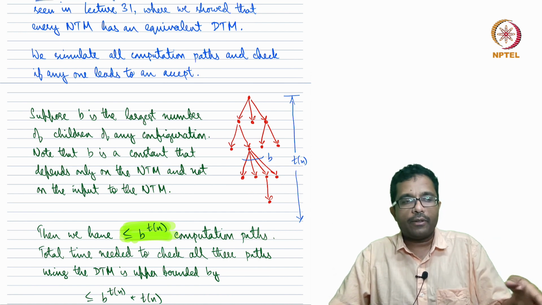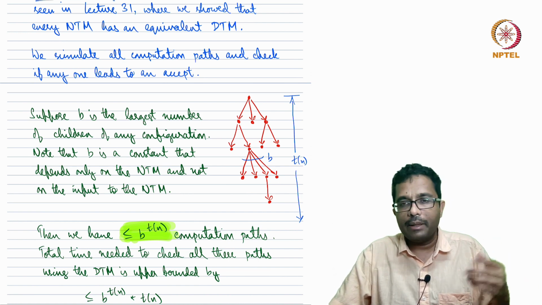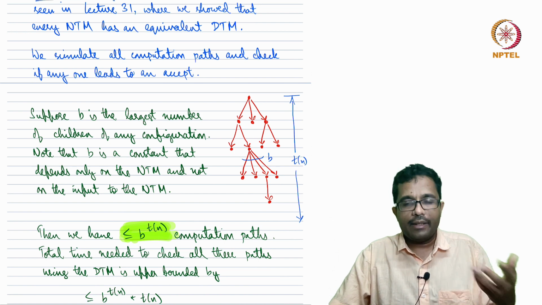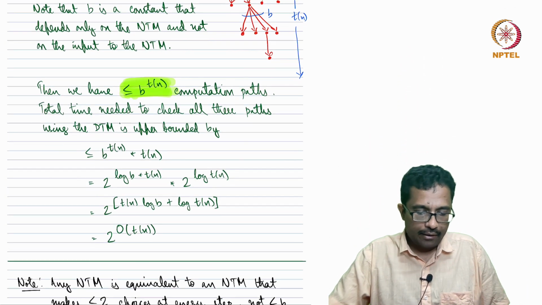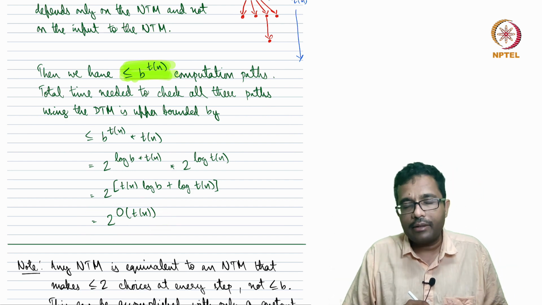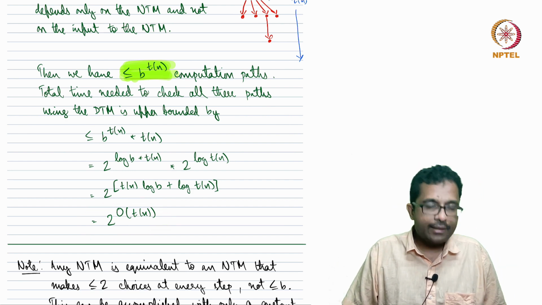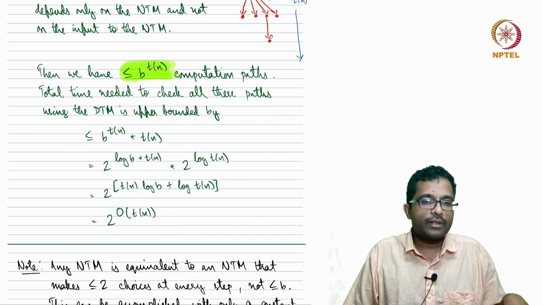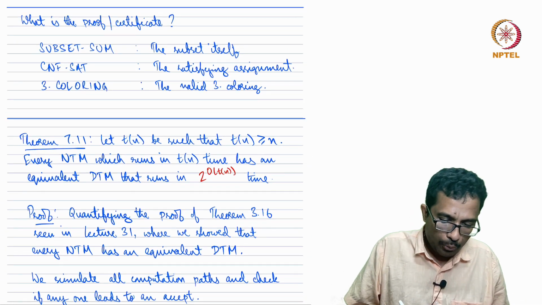So the maximum number of computation paths to consider is b power T(n). So the running time is b power T(n) multiplied by T(n), which simplifies to 2 power O(T(n)), or which is upper bounded by 2 power O(T(n)). Hence the upper bound on the running time of the simulation is 2 power O(T(n)).